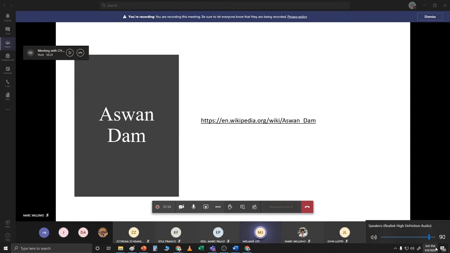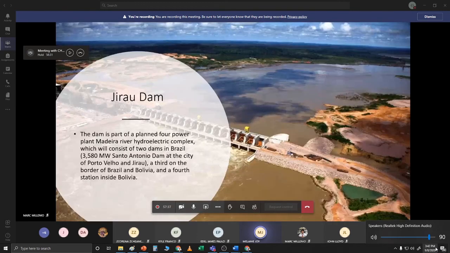Siya na po yung reference. Yung next na dam po is the Cahora Dam. It is part of the Cahora River Hydroelectric Complex, which will consist of two dams in Brazil, third on the border of Brazil and Bolivia, and fourth station inside Bolivia.